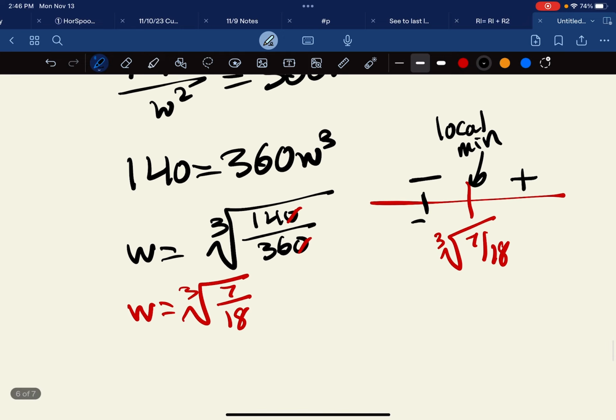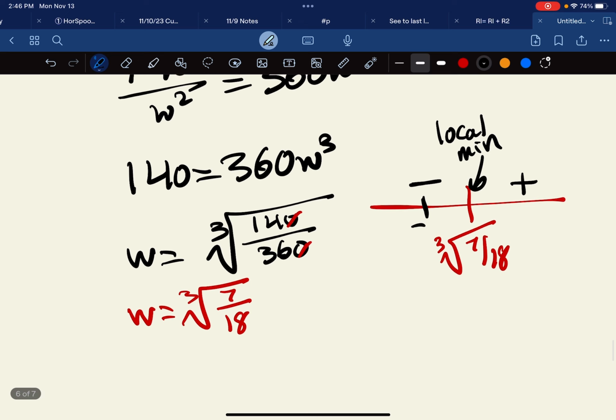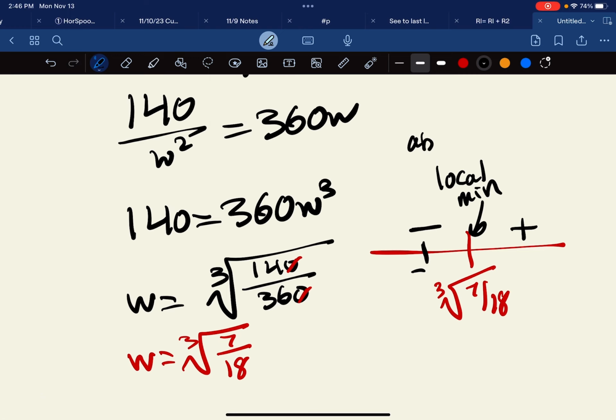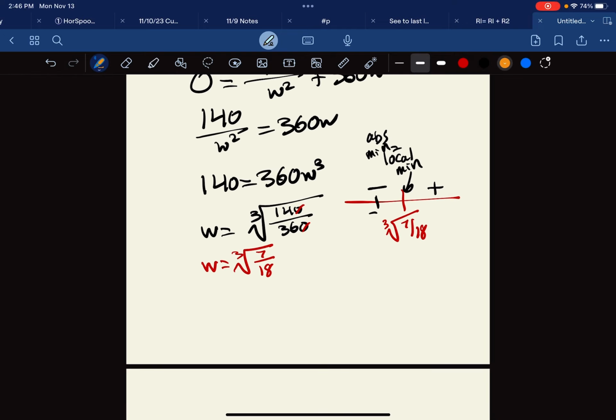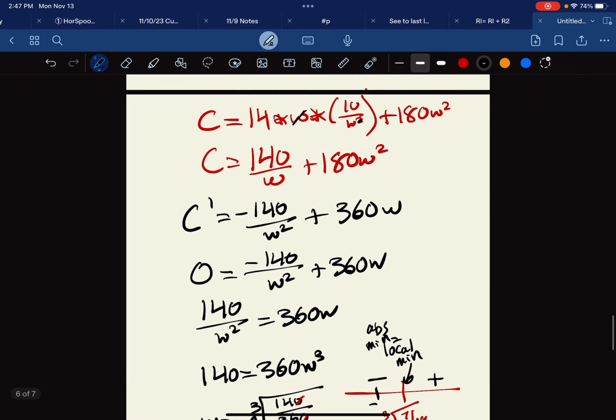So now we can be like, okay, since we are decreasing from negative infinity all the way up to this point, and then we are increasing from this point all the way to positive infinity, this is the only possible place we could have an absolute min. So our absolute min has to be here at this local min. So this w value is going to be part of our final answer. Now we just have to substitute in our other values.